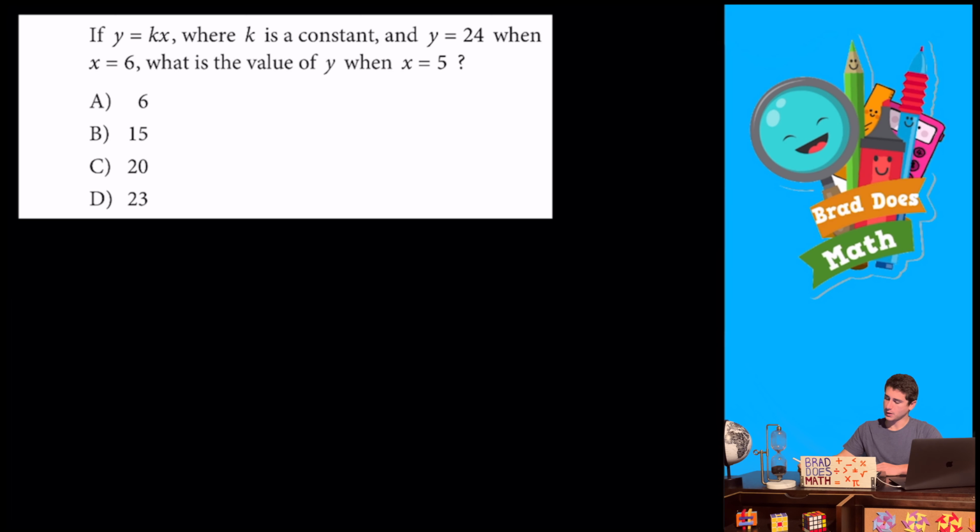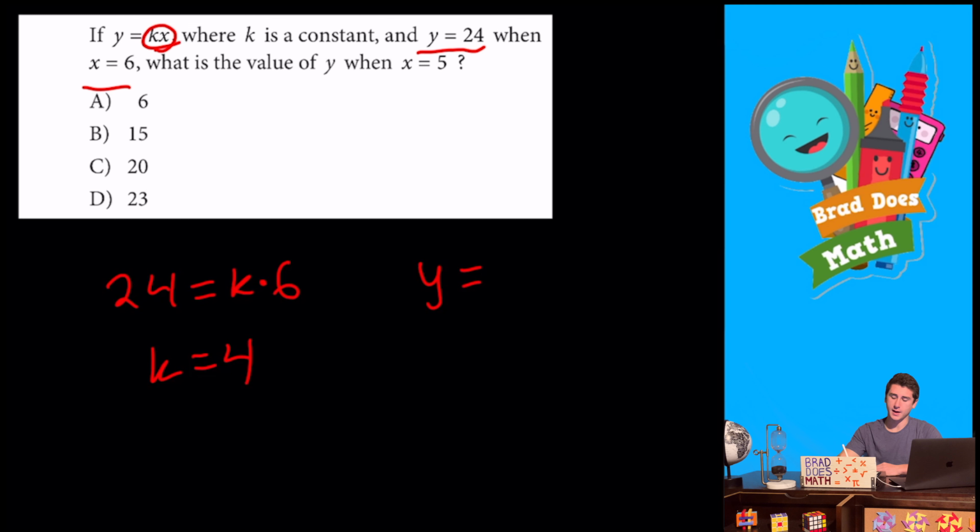All right. Next question. If y equals kx where k is a constant, well, of course k is a constant. K is just your slope, right? We said slope at any point on the line is the same. And y equals 24 when x equals 6. So let's plug those in. And now we can just solve for our constant k. K is 4. And we have our equation y equals, instead of kx, we'll put 4x.